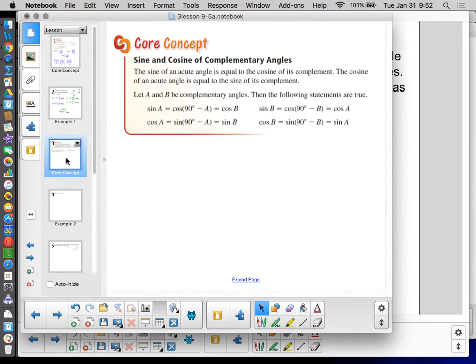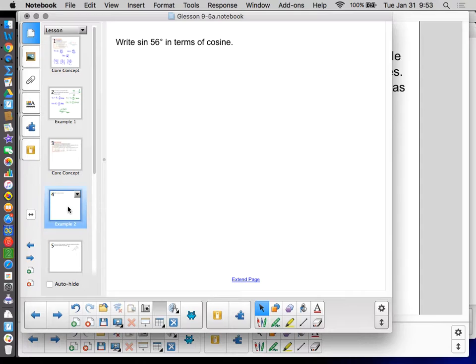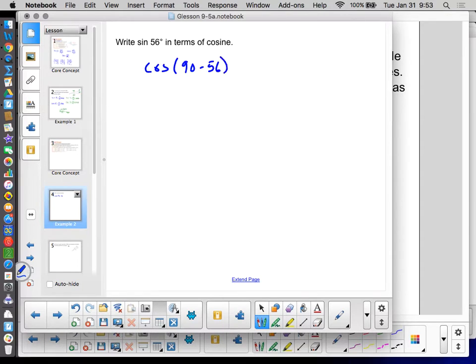Now we do have a relationship here that we were just talking about, that the sine of an angle is the cosine of the complement of the angle in a right triangle. And the cosine of the angle is the sine of its complement. This is going to show up a little bit in your homework. It's not a very difficult concept. It says write sine 56 in terms of cosine. It's really a very simple process. If it's sine of 56, that's cosine of 90 minus 56. And 90 minus 56 is 34.